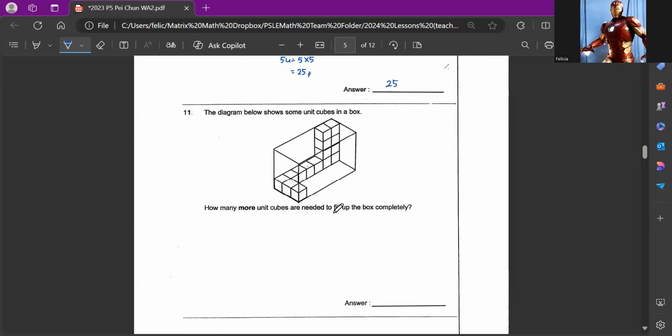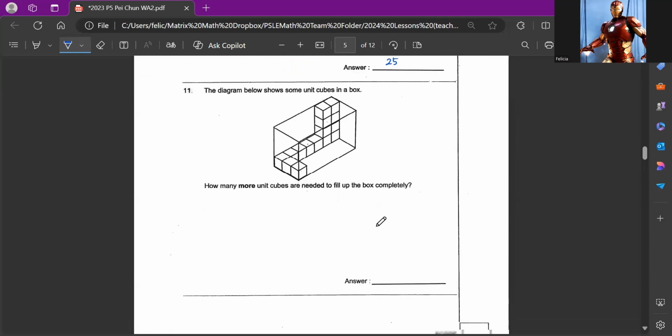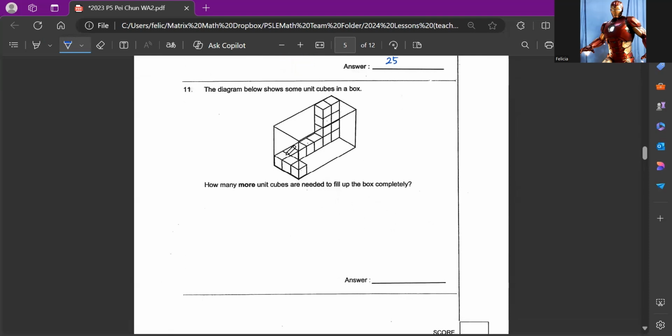Okay, question 11. The diagram shows some unit cubes in the box. How many more unit cubes are needed to fill up the box completely? Okay, so right now, notice that the cubes are arranged in some strange manner. It is unlike one of the previous questions, whereby they are all arranged in very neat stacks that make it easy for us to count. This one, the difficulty is finding out how many more cubes to fill up completely, meaning the spaces that exist now, you want to find out how many more cubes to fill up those spaces.